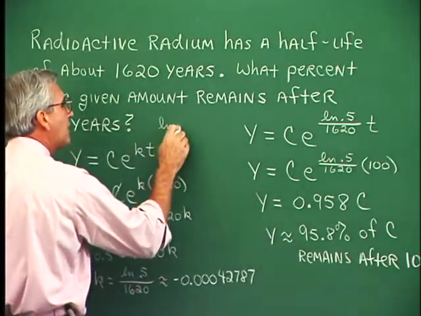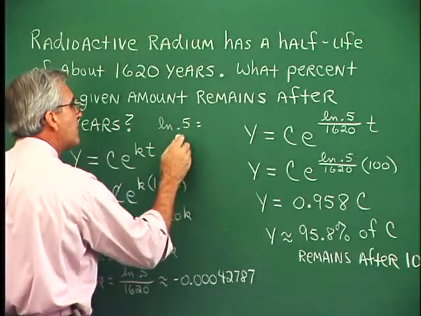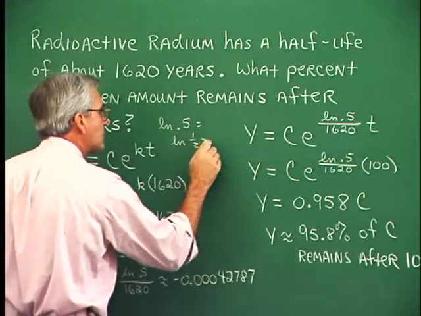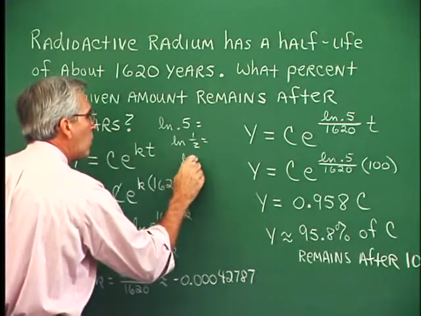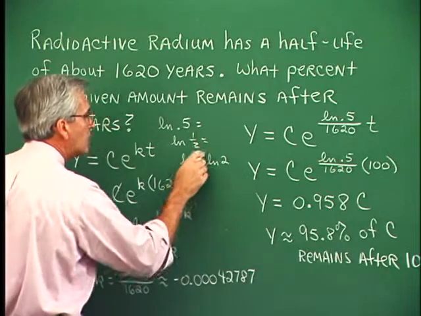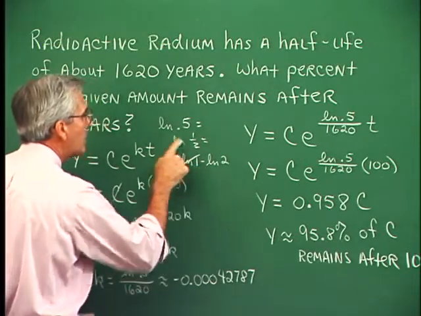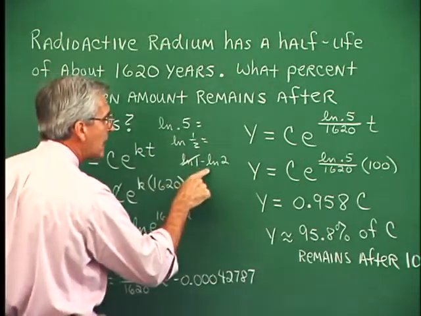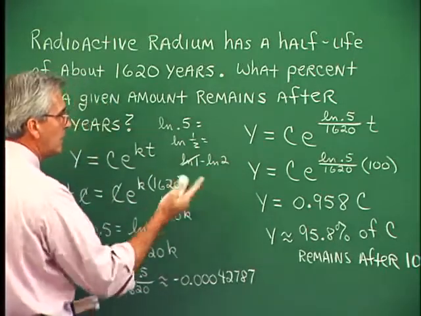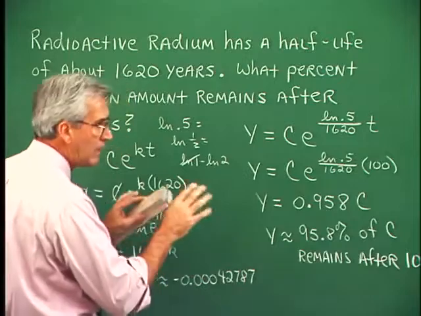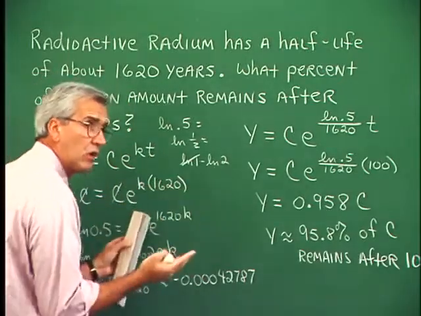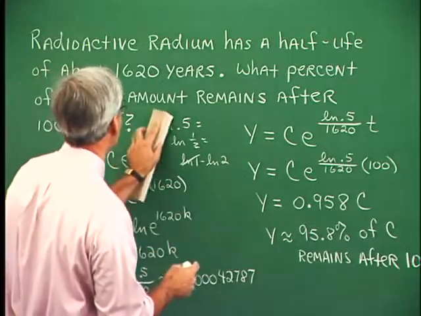ln 0.5 is ln 1/2, which is ln 1 minus ln 2. ln 1 is 0. So we could represent ln 0.5 as negative ln 2. Means the same thing. So it would be the same value. But anyway, there are different forms. If you saw one of these and then the other, you might think something was wrong. But no, they are equivalent to one another.